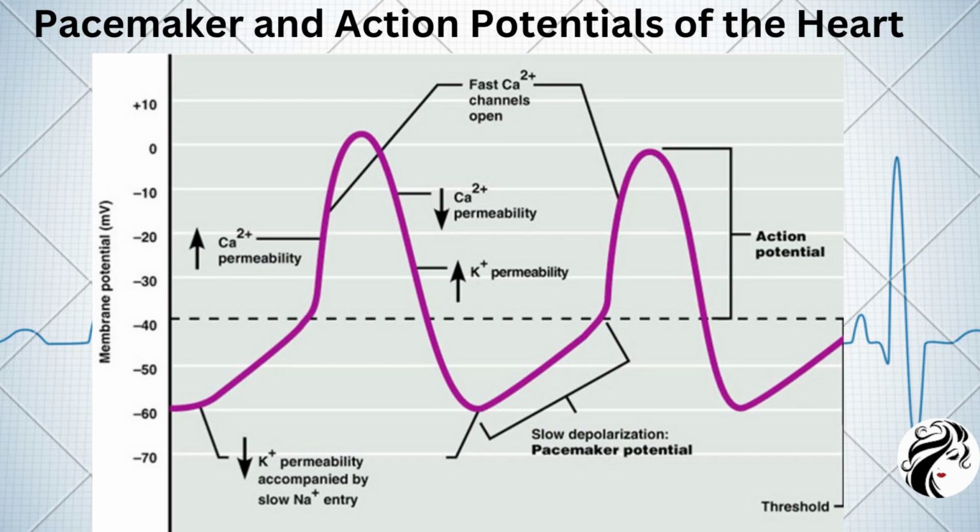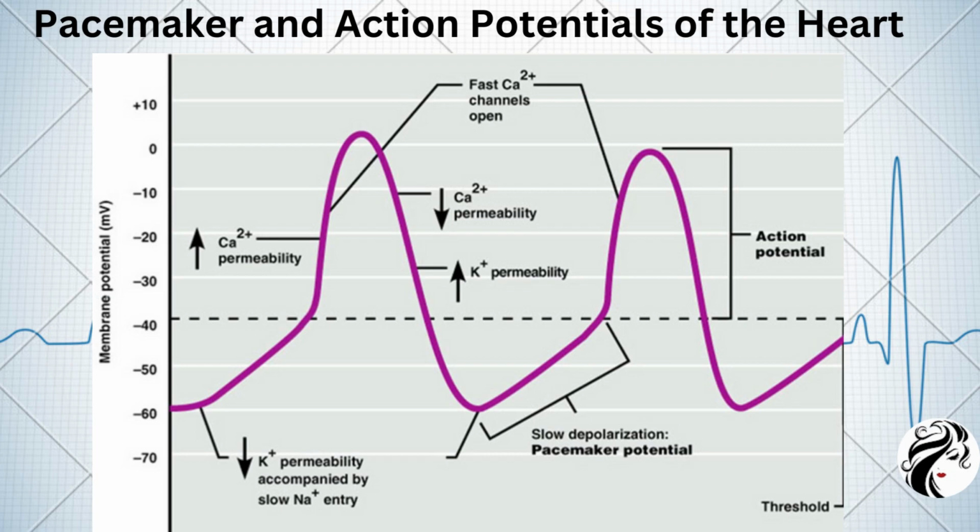So, in this slide, you will learn about the pacemaker and action potential of the heart. When there is no stimulus, the action potential is about minus 70. Then the action potential is about to be generated when the stimulus comes and crosses minus 40. Then the calcium ions become permeable. Then the fast calcium ion channel opens. Then the depolarization.